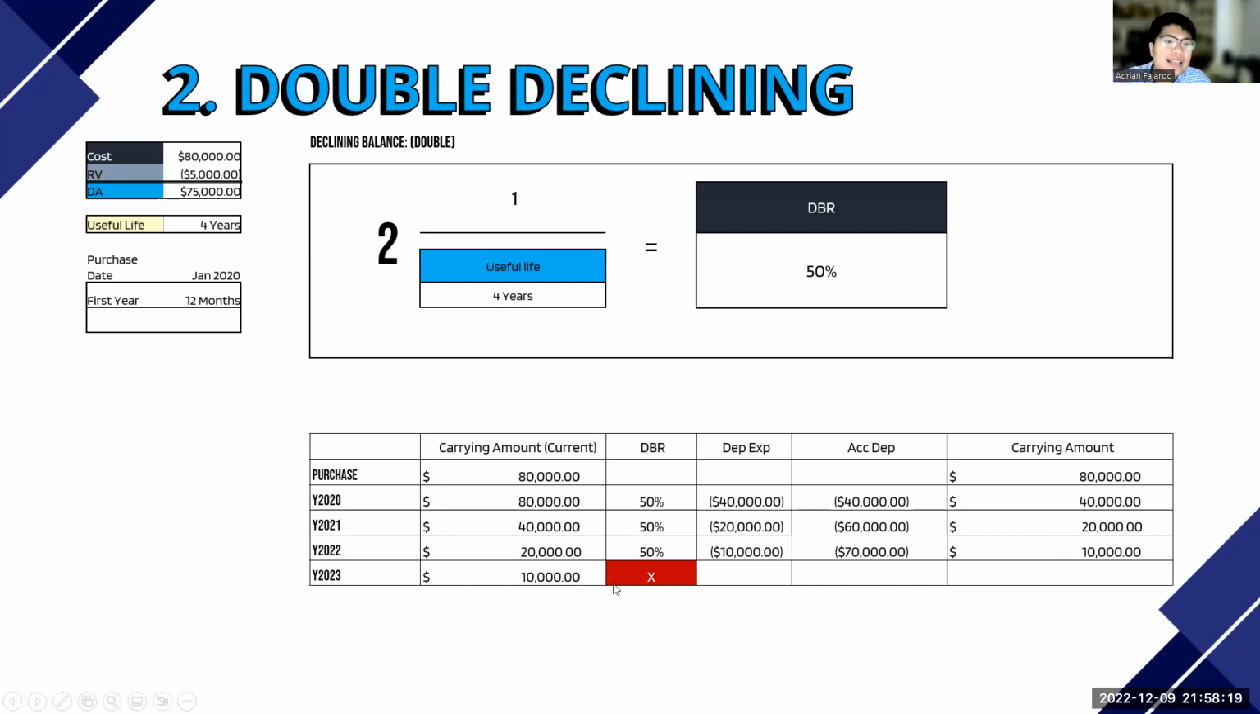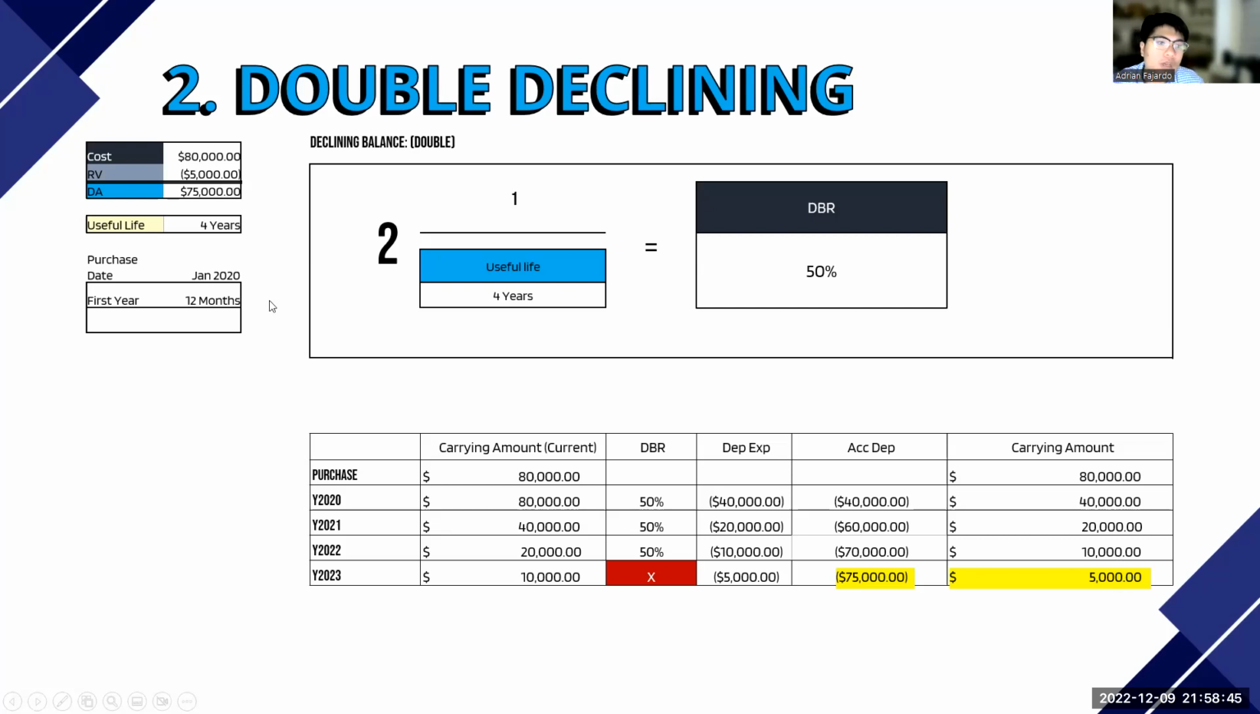And therefore, at the last row or the last period for our DBR, we don't apply the 50%. Instead, we force the carrying amount to be equal to your salvage value. So 5,000 minus 10,000 is equal to your depreciation expense of 5,000 to get your act dep of 75,000. So again, 75,000 is equal to your depreciable amount, and then yung 5,000 equal to your residual value.